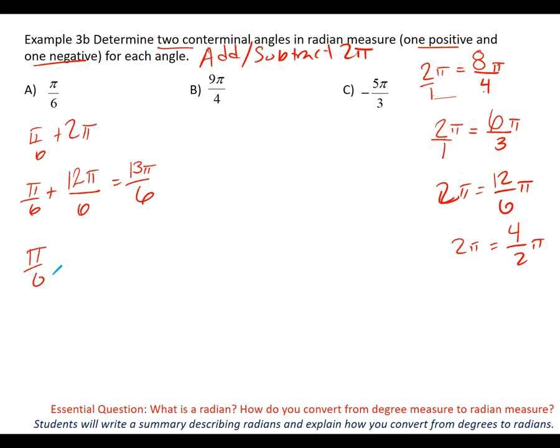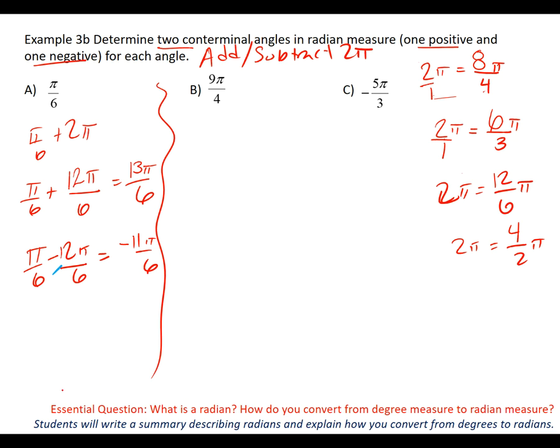Okay, so I'm going to go pi over 6 minus 12 pi over 6. So it's 6 pi over 6 minus 12 pi over 6. Negative 11 pi over 6. So did I get one positive and one negative coterminal angle? If I were to draw these angles like we did in the last example, they would all land in the same place. One might move around more, but they would all land on that same terminal side.